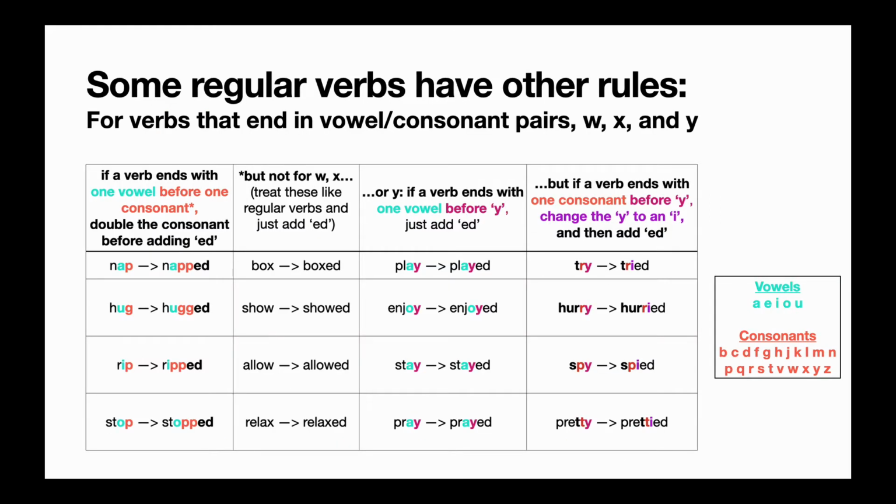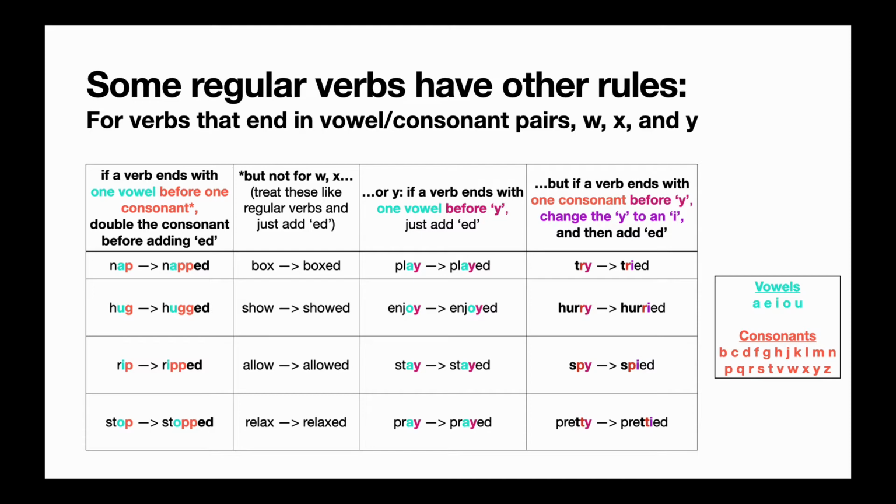So some regular verbs have other rules, of course. So let's look at this first column. Sometimes we have to add an extra letter before we add the ed. So if a verb ends with one vowel, so remember vowels are A, E, I, O, U, and then a consonant, so consonants are the rest of the letters, then we have to double the consonant before adding ed. So look at this word nap. Nap has one vowel and one consonant. So to make this past tense, napped, we add an extra P and then the ed. Okay, so nap means to sleep for a short amount of time.